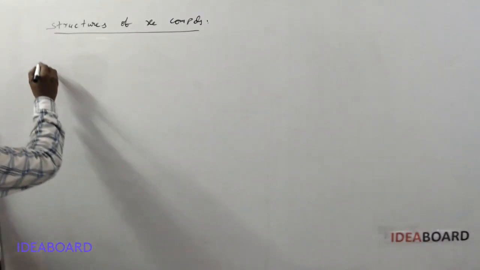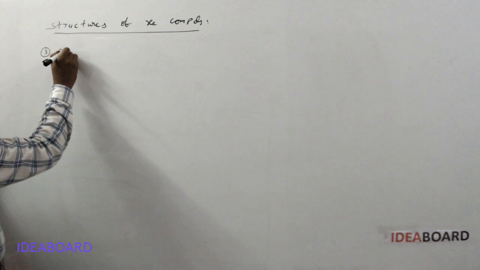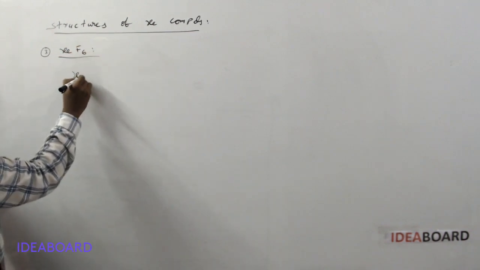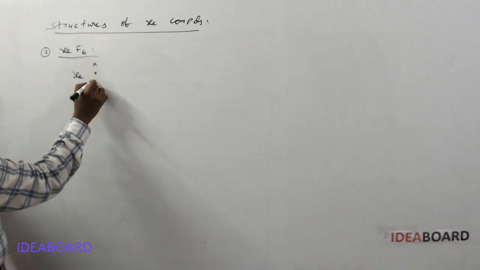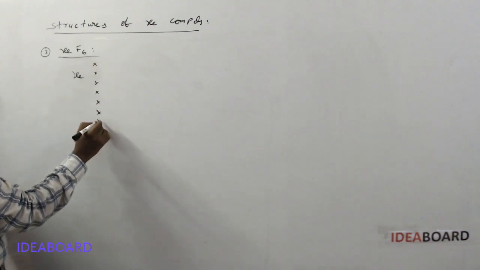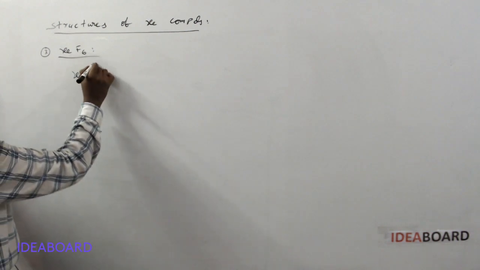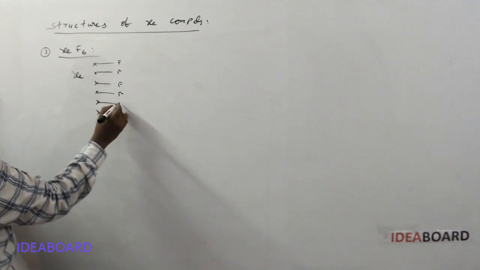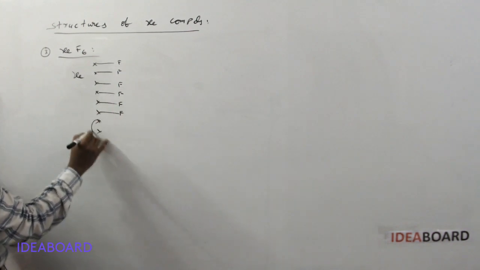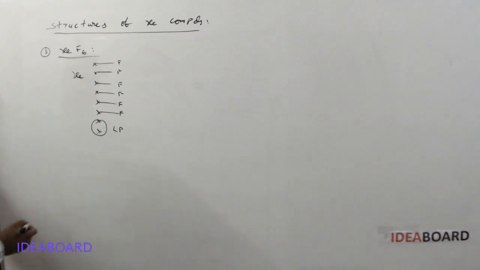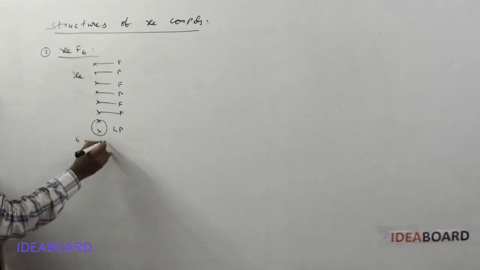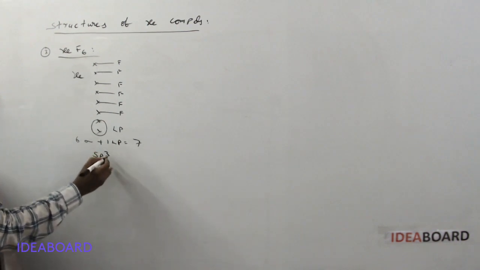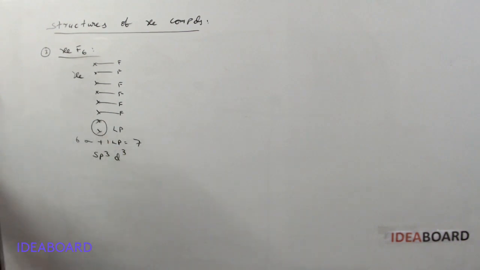The next molecule, the third one, that is XeF6. For the XeF6 molecule also it is again the same: xenon has 8 electrons, 1, 2, 3, 4, 5, 6, 7, 8. And 6 fluorine atoms are there. Each fluorine forms a single bond, and so these are the 6 fluorine atoms, and now we have one lone pair. So 6 sigma bonds plus one lone pair is present. Total it is 7. 7 means the hybridization is sp3d3.